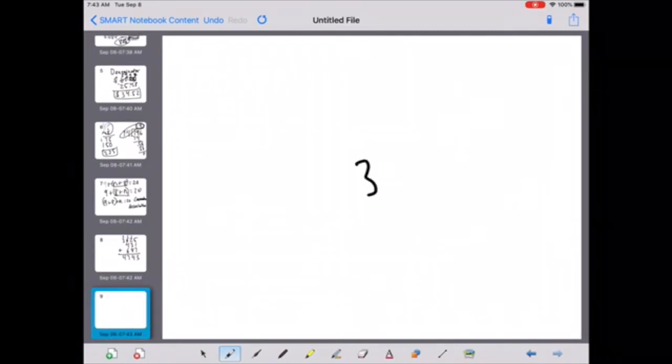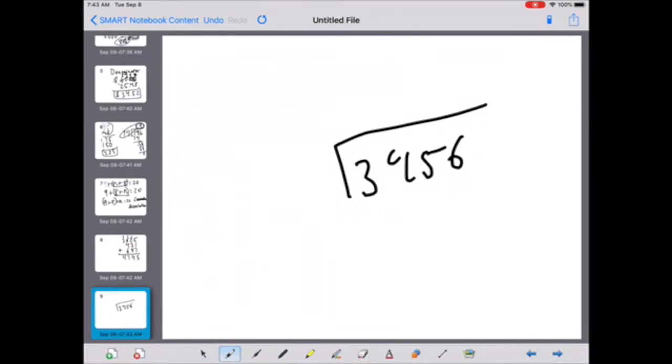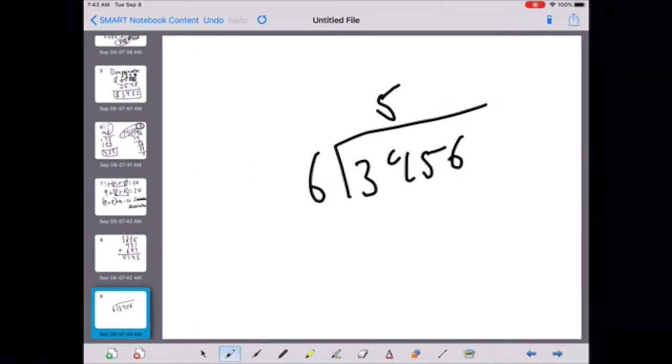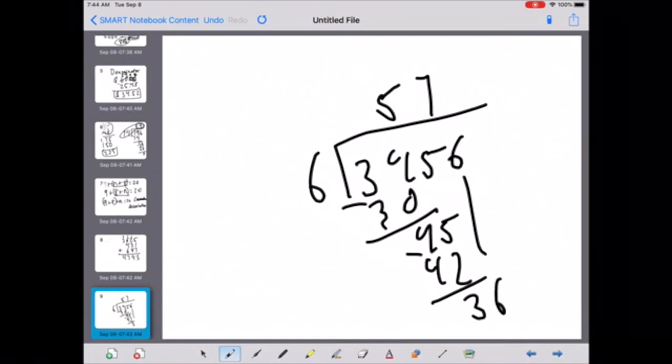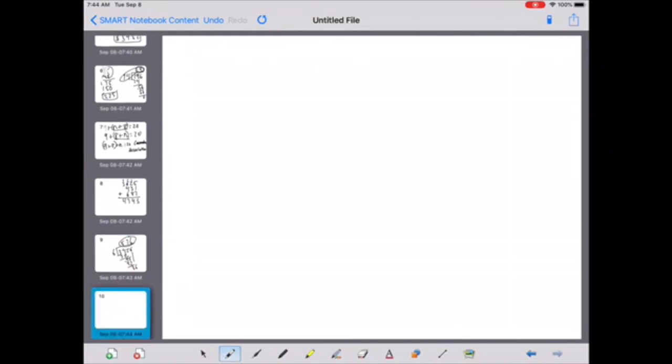Number 24 is a division problem. I have 3,456 being divided by 6. 6 goes into 34 5 times. That gives me a 30. Subtract, 4, bring down the 5. 6 goes into 45 7 times. That gives me a 42. Subtract, 3, bring down the 6. 6 into 36 is 6 times. 576 for number 24.